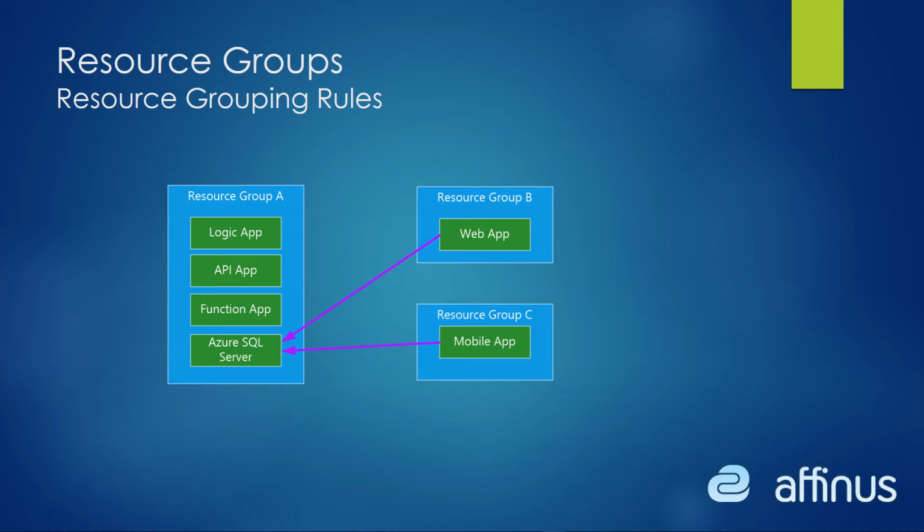Now, what happens if I tear down resource group A? If I tear down resource group A because I have to redeploy the application, for example, I break the web app and mobile app that are in the other resource groups. So this is why it's very important that you look at how your resources are used and you group them in resource groups accordingly. In this case here, as soon as we discovered that we had other resources that were using the Azure SQL Server, the Azure SQL Server should have been moved out into its own resource group, a shared resource group.